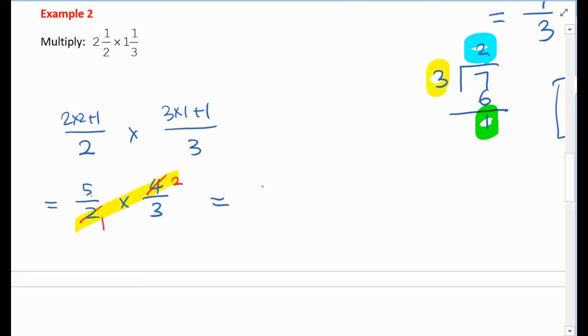5 times 2, 10. 1 times 3, that is 3. And we're going to change this to a mixed number. So 10 divided by 3. 3 goes into 10 3 times. 3 times 3 is 9. The remainder is 1. So the remainder goes to the top, and the divisor goes to the bottom, and the quotient is the whole number.